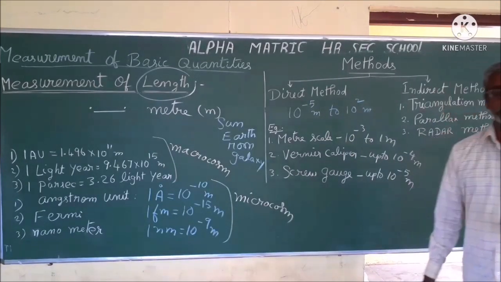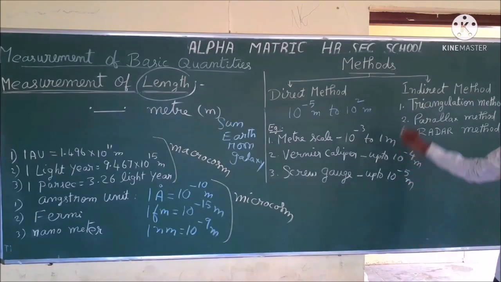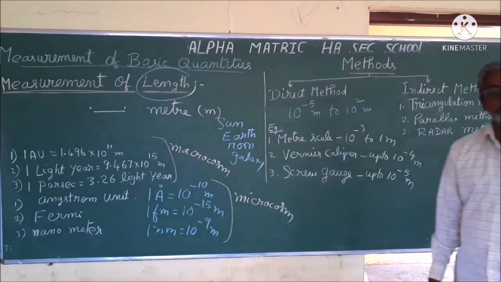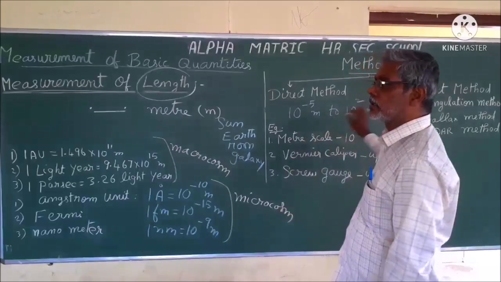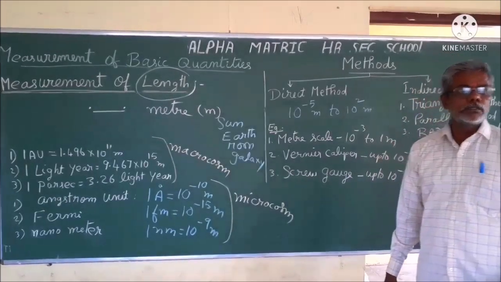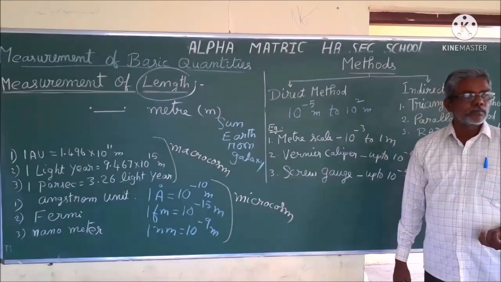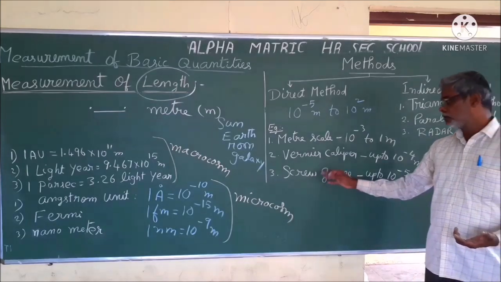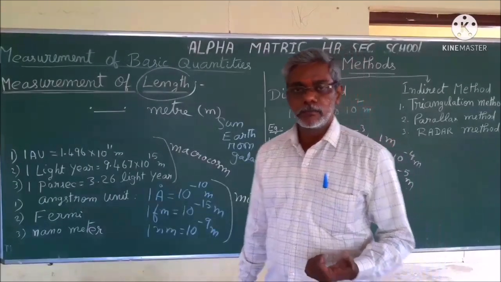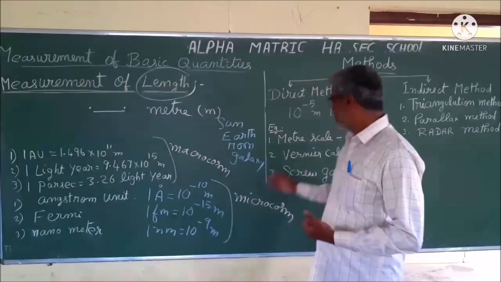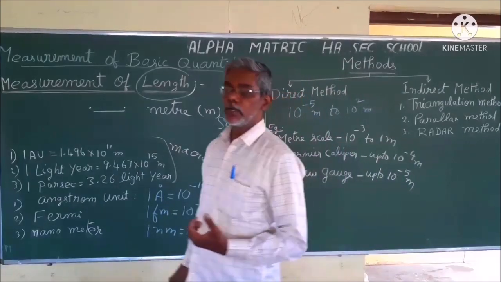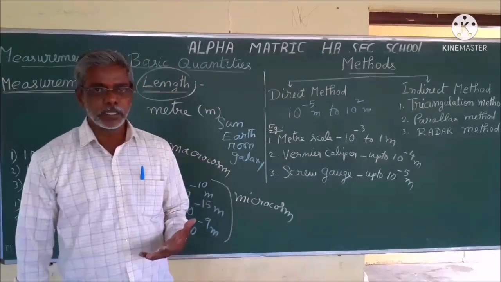Now, if I want to measure a longer distance, then I can use the indirect method. One is the triangulation method, second one is the parallax method, the third one is the radar method. In 9th standard, you learned about vernier calipers, and last year you learned about screw gauge. Once the school reopens in person, I will explain about vernier caliper and screw gauge during class hours as well as during practical hours. Understood?